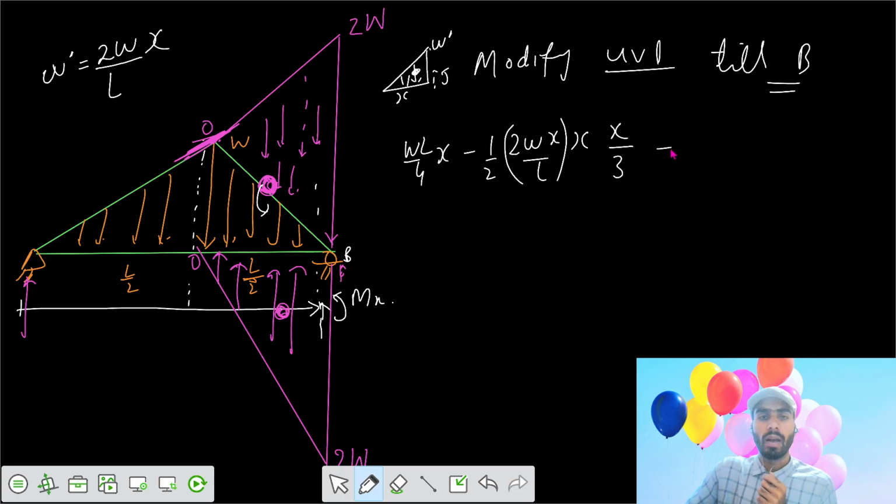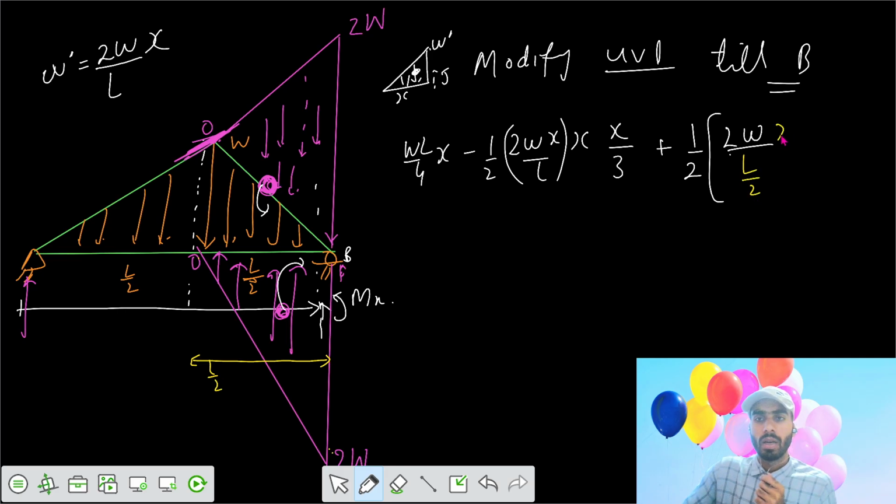So similarly, we can have for the upward reaction that it's clockwise, so we can write upwards 1 by 2, and similarly we can have 2W by L. But the thing is, here it's not L, it's varying for the length L by 2 only. So 2W is varying from 0 to 2W in the length L by 2. So we can write in the length L by 2, but you need it for only not X, you need it for this part.